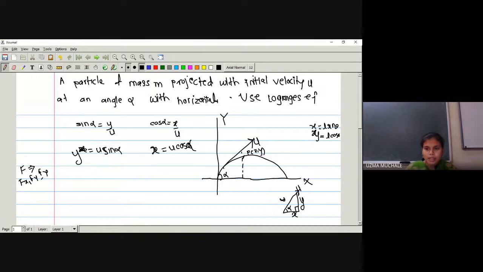Here the sin theta got converted to cos, because if you differentiate sin theta, it will give you cos, and if you differentiate cos, it will give you sin. So these are nothing but your components of velocity along x and y direction. The component of velocity along x direction is u cos alpha, and the component of velocity along y direction is u sine alpha.